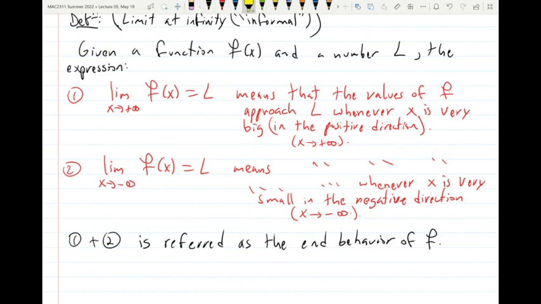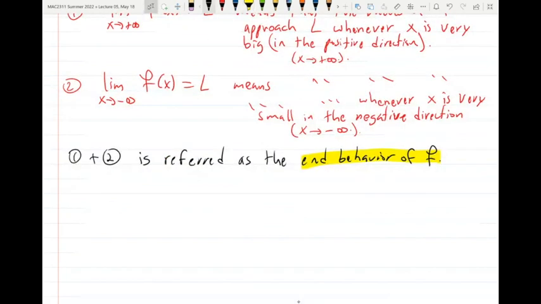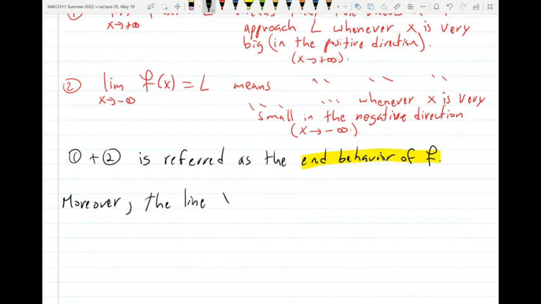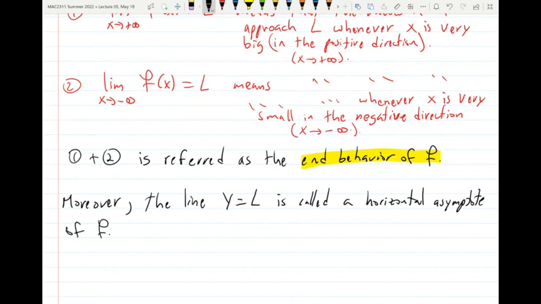Of f. Okay? And that will be important for us when it comes to time to graph. So let me say here, moreover, the line y equals L is called a horizontal asymptote of f. Okay, so that's the definition of horizontal asymptote right here.